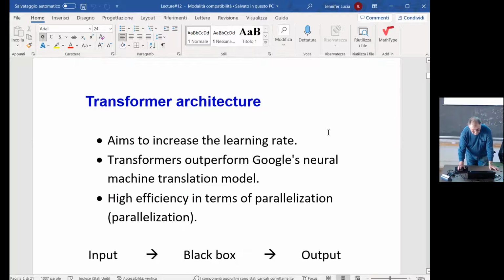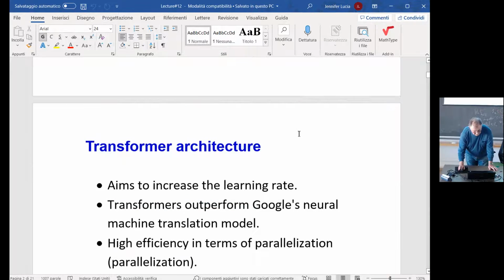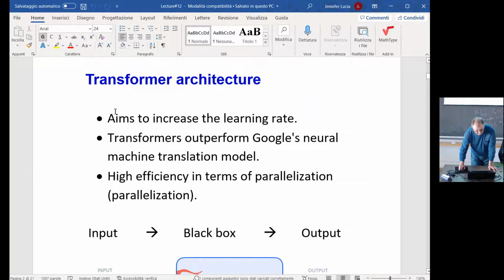So you can imagine the continuing process of data processing as a problem of automatic translation of text. So, the transformer architecture. Now let us approach the transformer architecture.